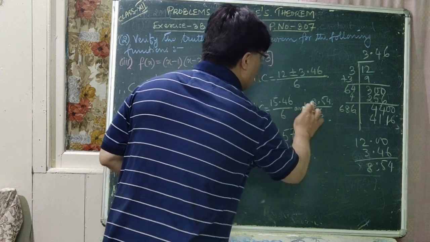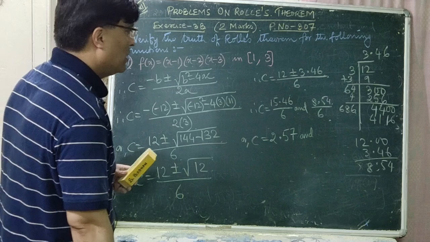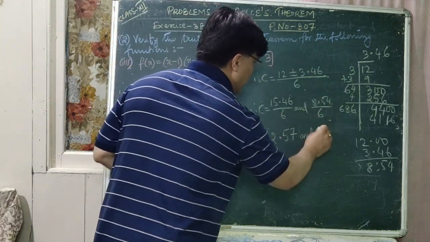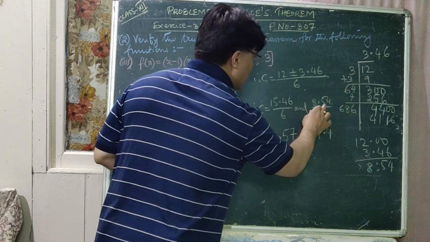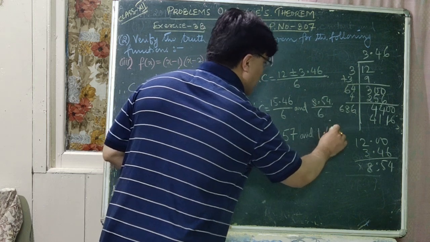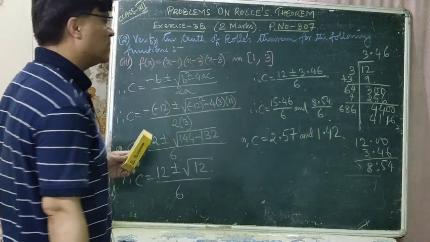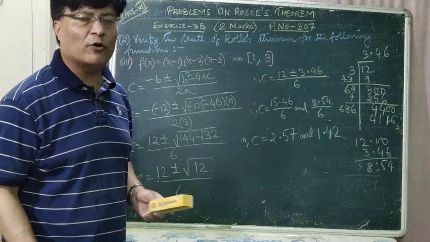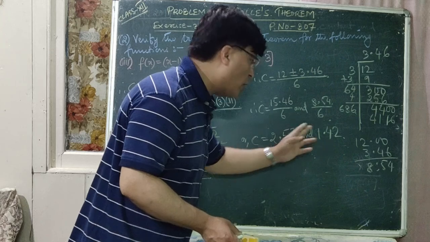6 1s are 6, 6 4s are 24, 6 2s are 12. So approximately it is c is equal to 2.57 and 1.42.